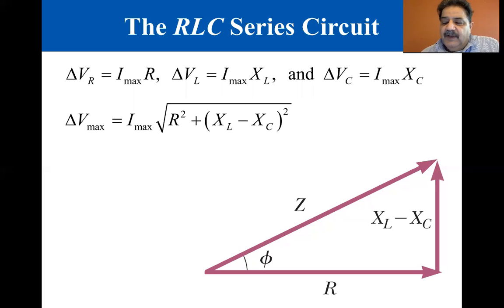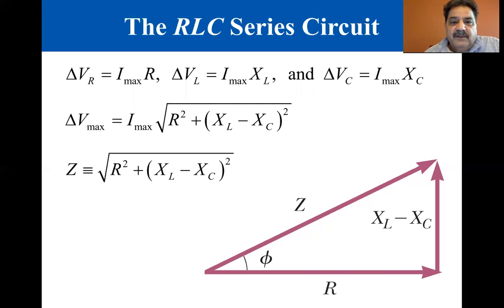Now, we can define the impedance Z as shown. Z is equal to the square root of R squared plus, in parentheses, X sub L minus X sub C, squared. And rewrite our voltage equation in the form of Ohm's law. V max equals I max times the impedance, with R replaced by the impedance in ohms. This impedance and the current in an AC circuit depend on the resistance, the inductance, the capacitance, and the frequency, because the reactances are frequency dependent.